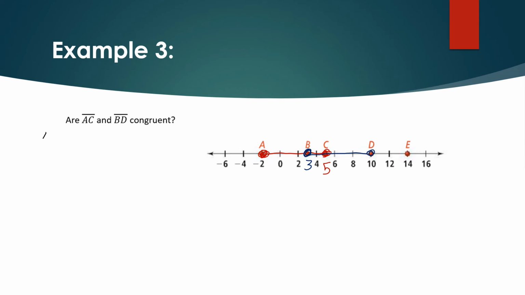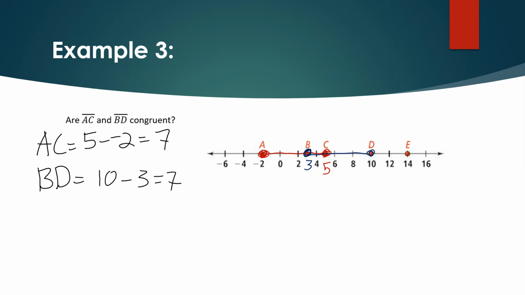Well, from A to C, the bigger number is 5 minus -2. That gives me positive 7. Where BD, the bigger number is 10, minus 3 is also 7. So do they have the same length? Yes, they do, meaning they are congruent. So I can say that AC is congruent to BD.